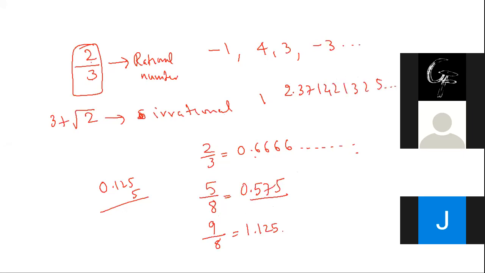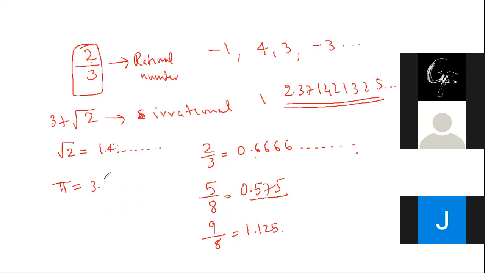2.371421324. Different numbers will come. It doesn't repeat itself. Such a number is called an irrational number. For example, square root of 2. If you calculate the exact value of square root of 2, it will be a number which will never end; different numbers you'll get. Such numbers are called irrational numbers. Same way pi: 3.14, different numbers will come. So such numbers are called irrational numbers.